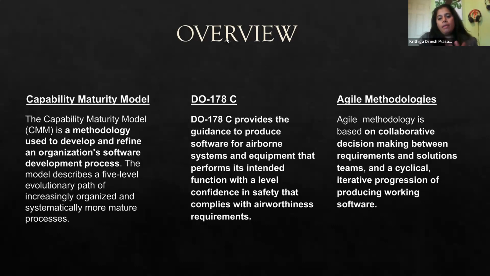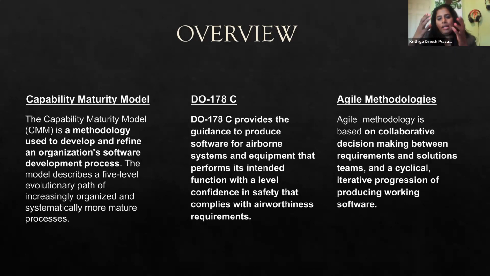This slide shows a brief overview of what CMMI is. It's a model which gives the maturity of how we develop and refine an organization's software development process. That maturity level goes from 1 to 5. An organization, by default, will be 1, and they can be 2, 3, 4, or 5, depending on what process areas we meet.